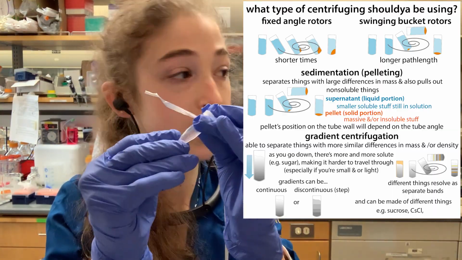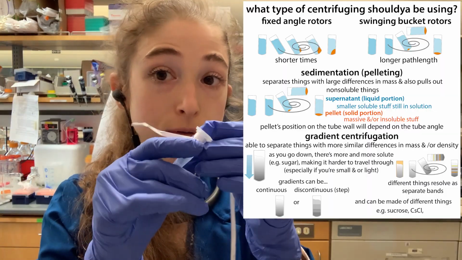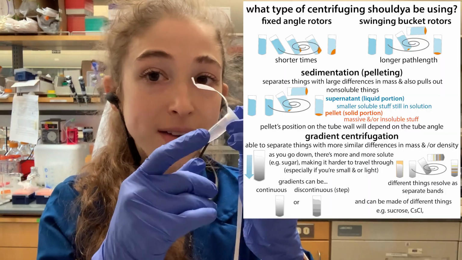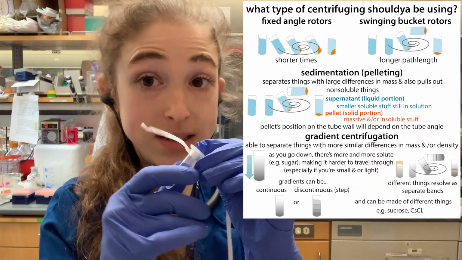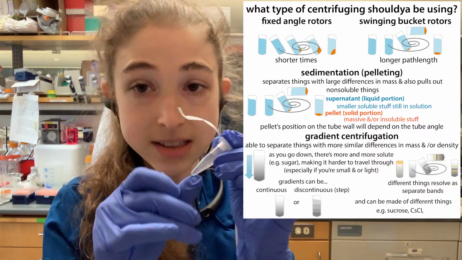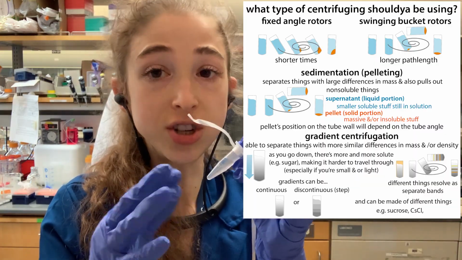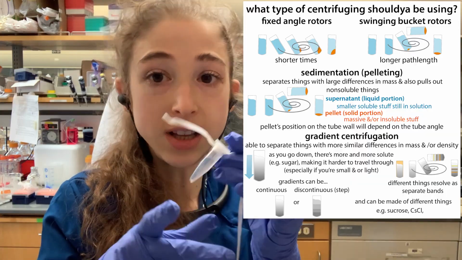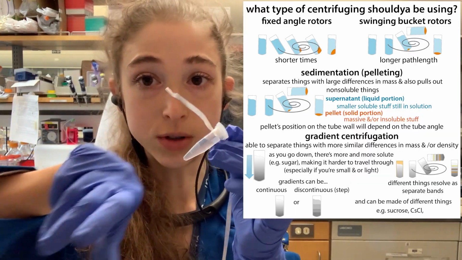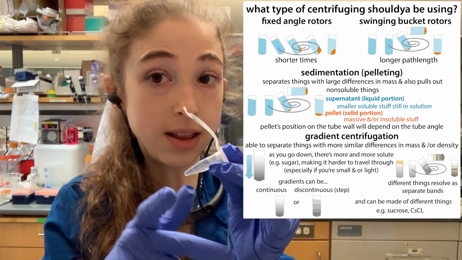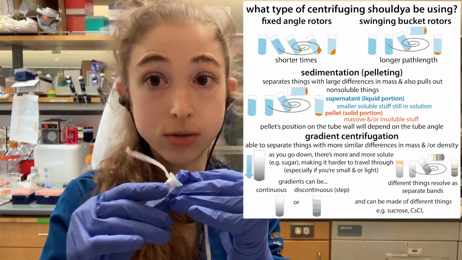So you get the solid collected here, or if you're going through some sort of a gradient, you can have things separate by their density or based on their mass and size. There are various types of centrifugation that we can do, but we're dealing with the basic idea of this force being applied to the molecules and making the molecules separate.